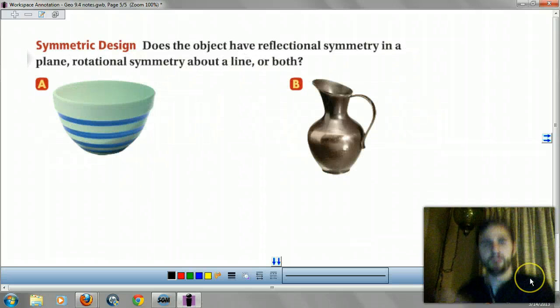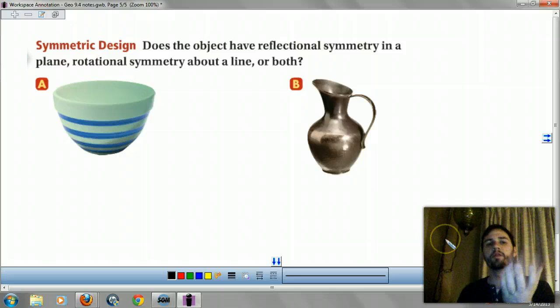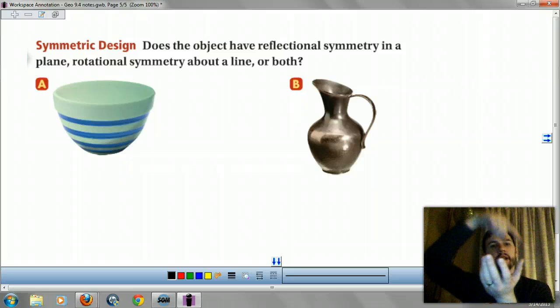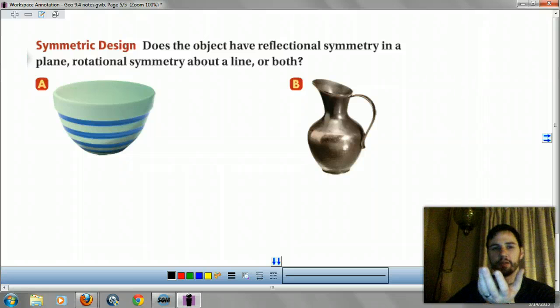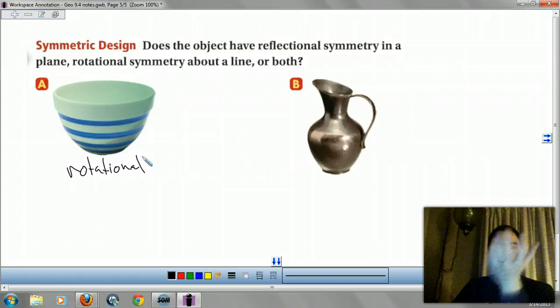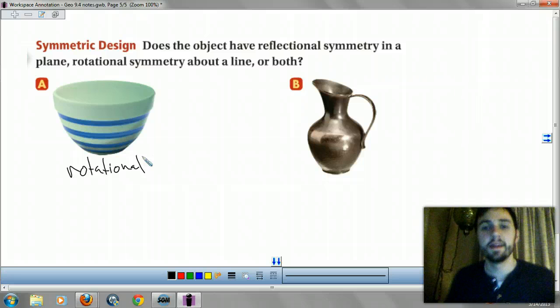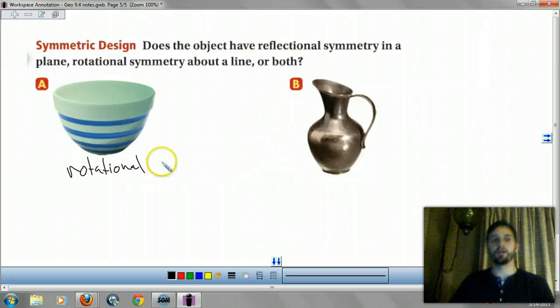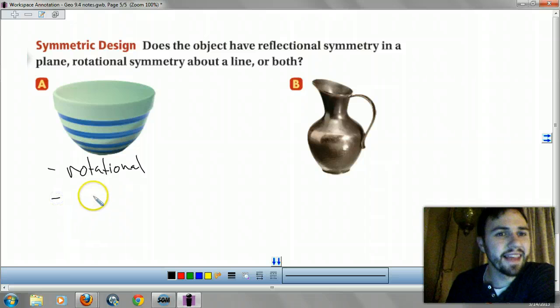One more. Think if you had a bowl. Is the bowl going to have reflectional or rotational or both? If you have a bowl, you can spin it, right? So it does have rotational. Now if you take this bowl, can you cut it in half and you have two equal sides? Yeah. In fact, here's your extra credit for this one. How many lines of symmetry does it have?